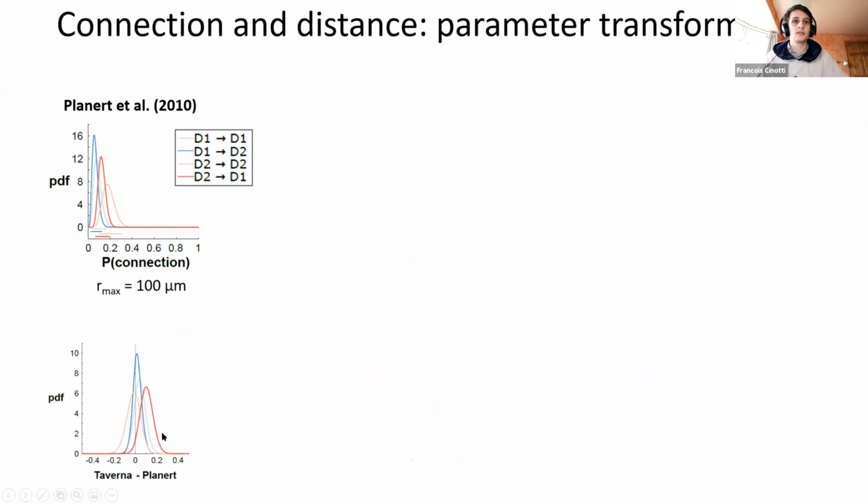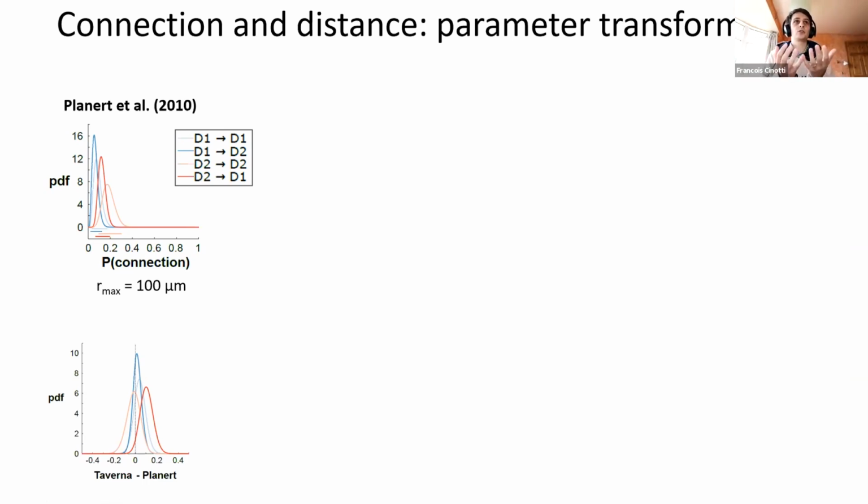If you compute the PDFs for the differences between the rates of connectivity, you can see they're all slightly offset from 0, except for the light red one here. And so this is an effect which might be due to the different experimental procedures. Taverner limited themselves to a maximum distance of 50 microns, whereas Plenner used a maximum distance of 100 microns.